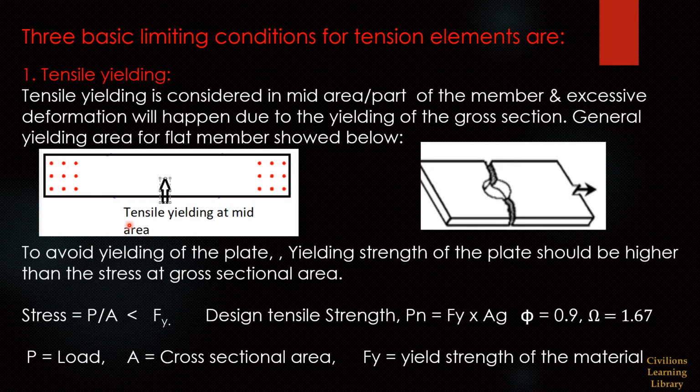To avoid tensile yielding of this particular plate, we have to design the plate such that the yield strength of the plate should be higher than the stress at the cross sectional area. So we know that the formula is P by A. P is nothing but the acting load, and A is the cross sectional area of this particular plate. It should be lesser than the yield strength of the plate. And here we can use the factor of safety. For LRFD conditions, we have to use 0.9, and for ASD conditions, we have to use 1.67.